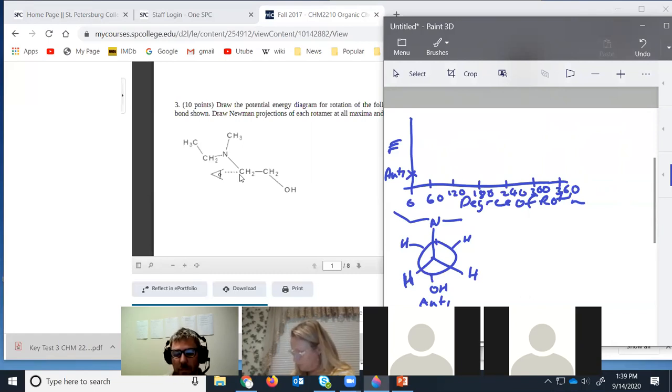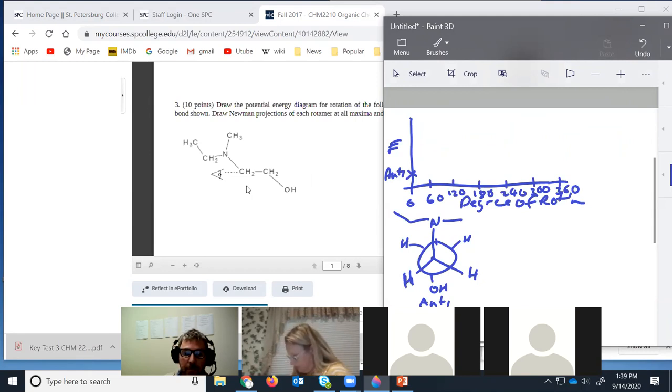I have a question. Are we going to worry about any rotations with the functional groups coming off of the nitrogen? No, because we're only looking down one specific bond, this one right here, this CC bond. That makes things much easier. Now, is there rotation? Yes, there is, but I don't care about it. All I'm interested in is rotation around the bond I'm looking at.